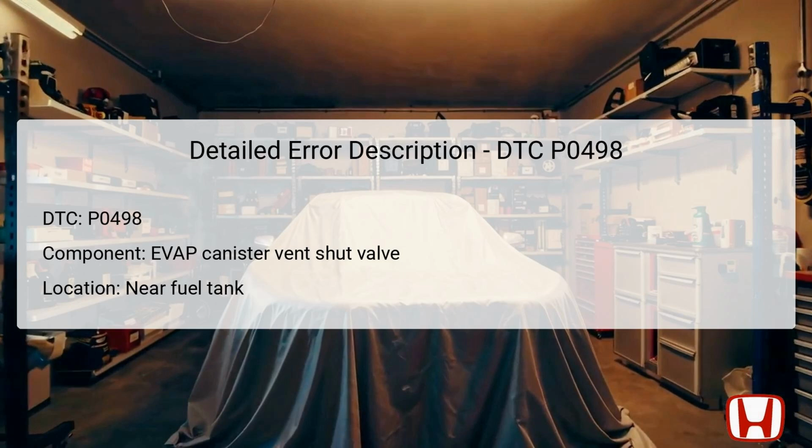Any malfunction in this valve or its related wiring can lead to an excess of fuel vapors entering the atmosphere, triggering the DTC P0498 alarm. Diagnosing it promptly is imperative for maintaining compliance with emissions regulations and ensuring optimal engine performance.